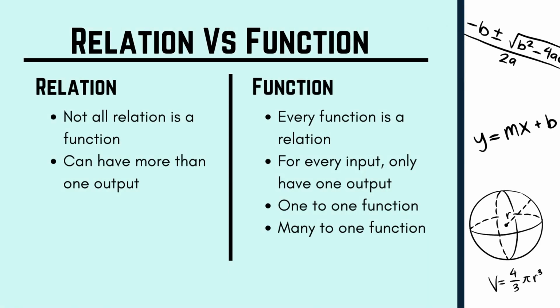Relation versus function. Relation: not all relations are functions. Relation can have more than one output. Function: every function is a relation. For every input, there is only one output. Function can be divided into one-to-one function and many-to-one function. We can see that these types of function only have one output.